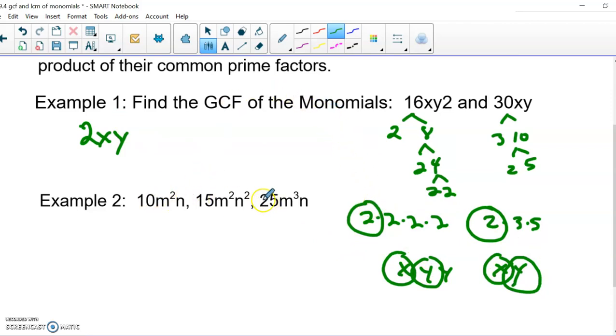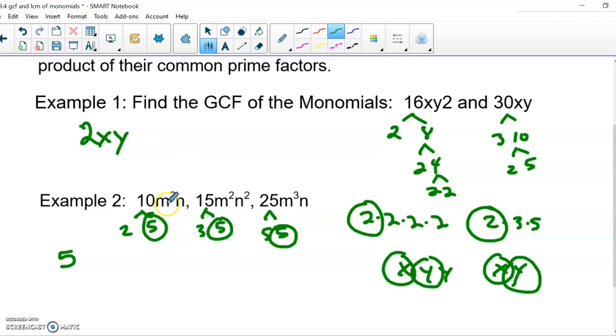It doesn't have to just be 2 monomials, it could be 3. So we have a 10, a 15, and a 25. If I break down my 10, it's 2 times 5. If I break down my 15, it's 3 times 5. And if I break down my 25, it's 5 times 5. So you can see the only thing they all have in common is 5, so that's our greatest common factor.